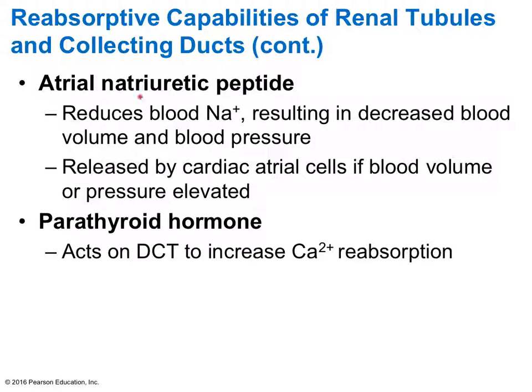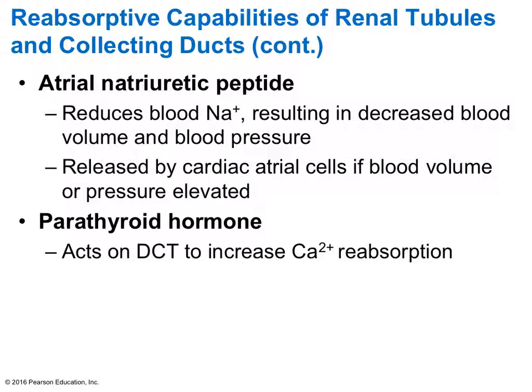ANP, or atrial natriuretic peptide, which comes from the atria of the heart, is going to have the opposite effect as aldosterone does. That is to say, it is going to decrease reabsorption of sodium. So it's going to increase the sodium that we lose in the urine. And that means it's going to decrease blood volume. So when blood pressure is elevated, the heart releases ANP. It's going to reduce the blood sodium levels, which means it also reduces the blood volume levels, because if we excrete sodium in the urine, then water will follow, which reduces blood volume, and that means that blood pressure reduces.